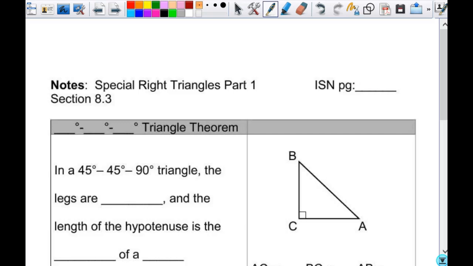All right, this is on page 69 when we are done.